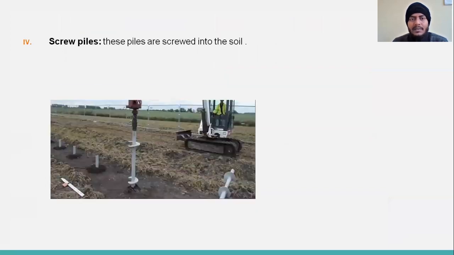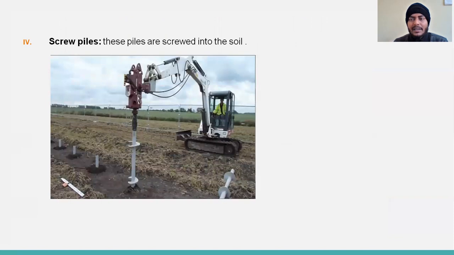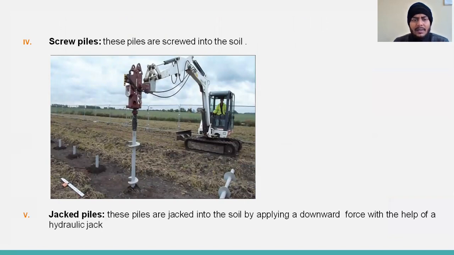A screw pile. By the name you can get some idea. In the pile, a screw is already made. So by applying some torque on the top of the pile, we insert this pile in the soil. So this is called the screw pile.